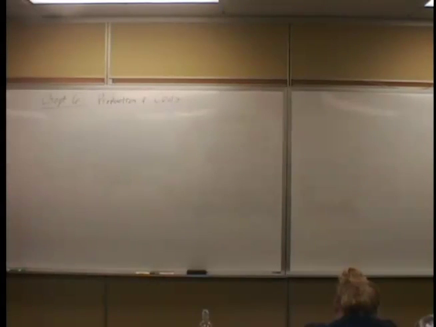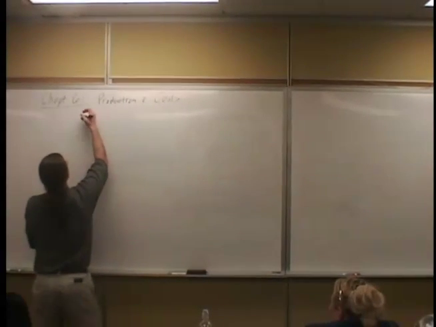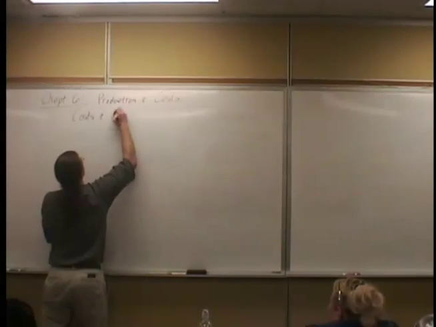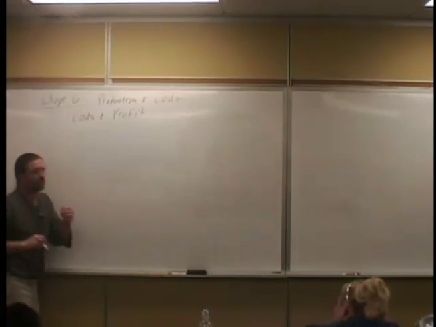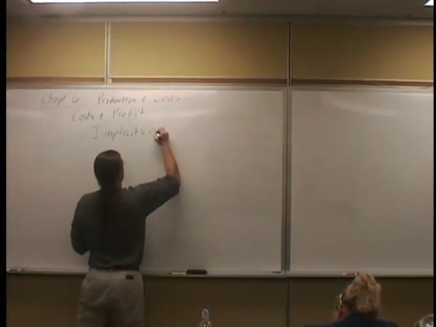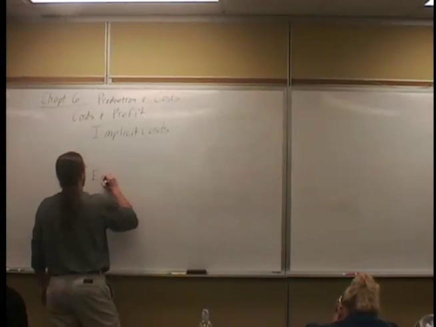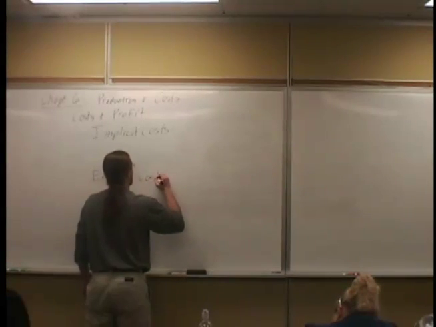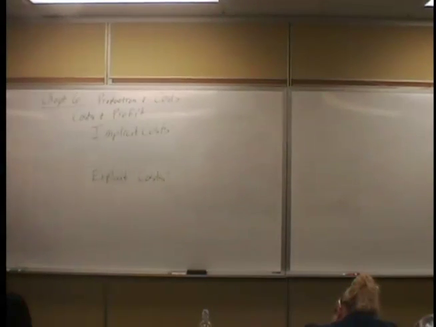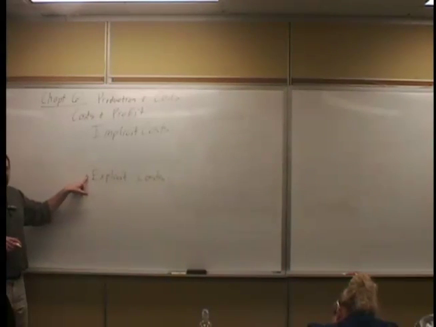All right, so first thing that we have to do is get some definitions going down here. So costs and profit. There are two types of costs in the world, according to economists. There are implicit costs and there are explicit costs. I wrote them backwards, so bear with me. We're going to do explicit costs first.